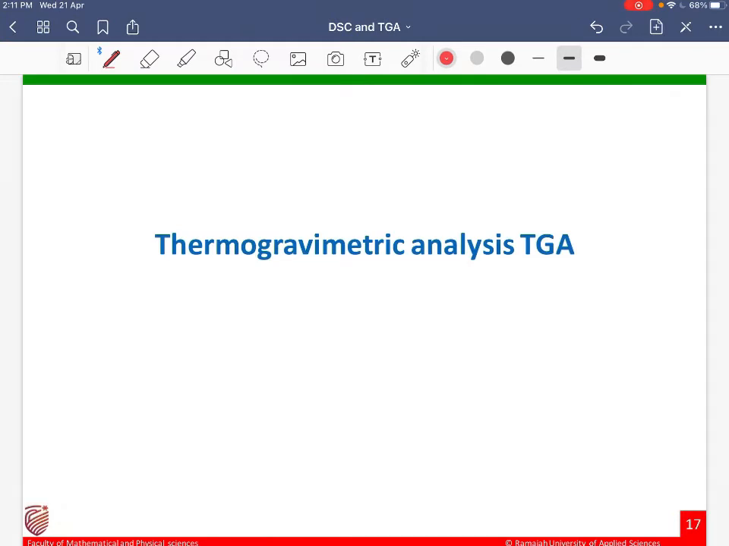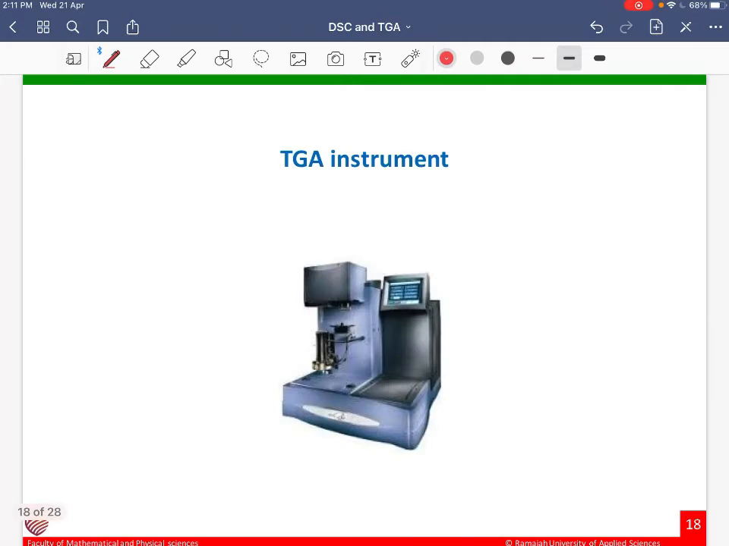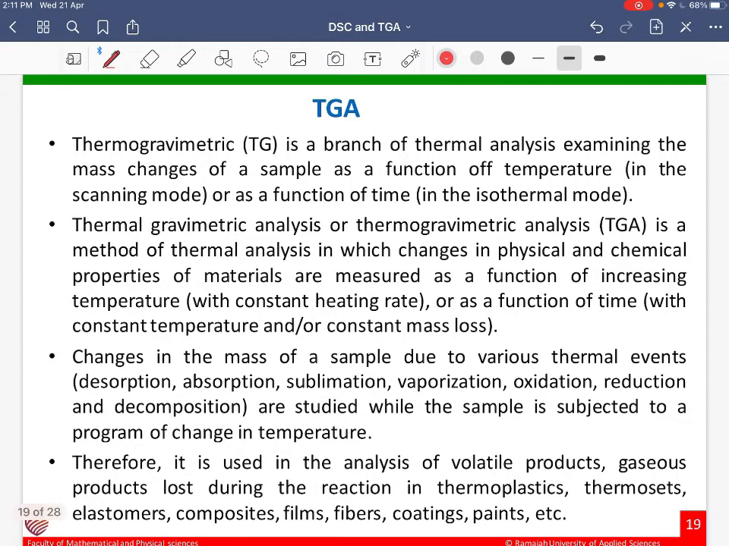The next thermal analytical technique is thermogravimetric analysis, also known as TGA. So this is one TGA instrument. TGA, thermogravimetric analysis, is a branch of thermal analysis examining the mass changes of a sample as a function of temperature in the scanning mode or as a function of time in the isothermal mode.